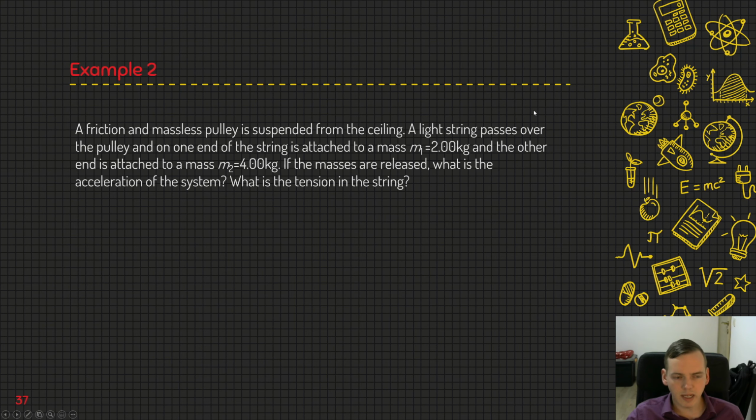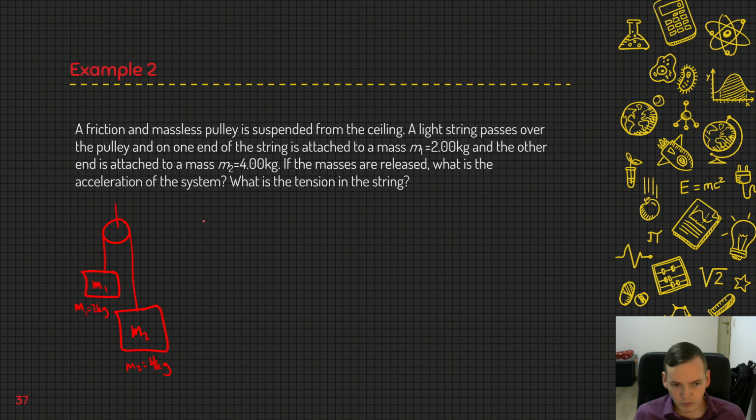So if we look at our second example here, this says a frictionless and massless pulley is suspended from the ceiling. A light string passes over the pulley and one end of the string is attached to a mass of 2 kilograms and the other is attached to a mass of 4 kilograms. So M1 equals 2 kilograms, M2 is equal to 4 kilograms. What is the acceleration of the system when the masses are released? What's the tension in the string?